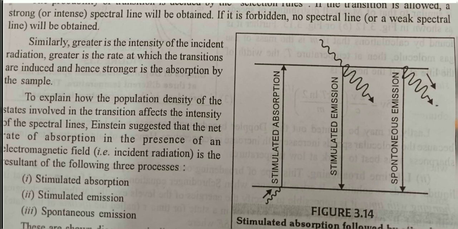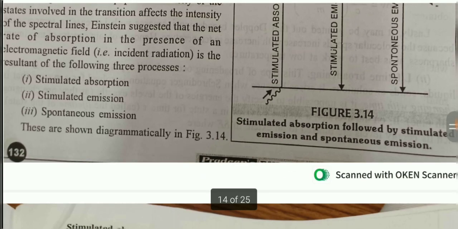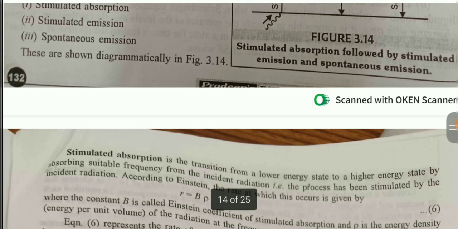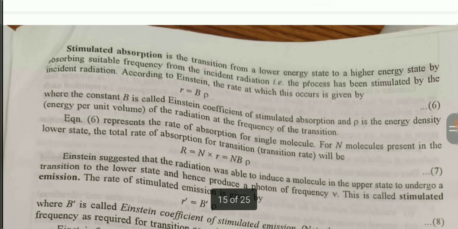To explain how the population density of the states involved in the transition affects the intensity of the spectral lines, Einstein suggested that the net rate of absorption in the presence of an electromagnetic field is the resultant of the following three processes. First, stimulated absorption. Second, stimulated emission. Third, spontaneous emission. These are shown diagrammatically in figure 3.14. Stimulated absorption is the transition from a lower energy state to a higher energy state by absorbing suitable frequency from the incident radiation, that is, the process has been stimulated by the incident radiation.